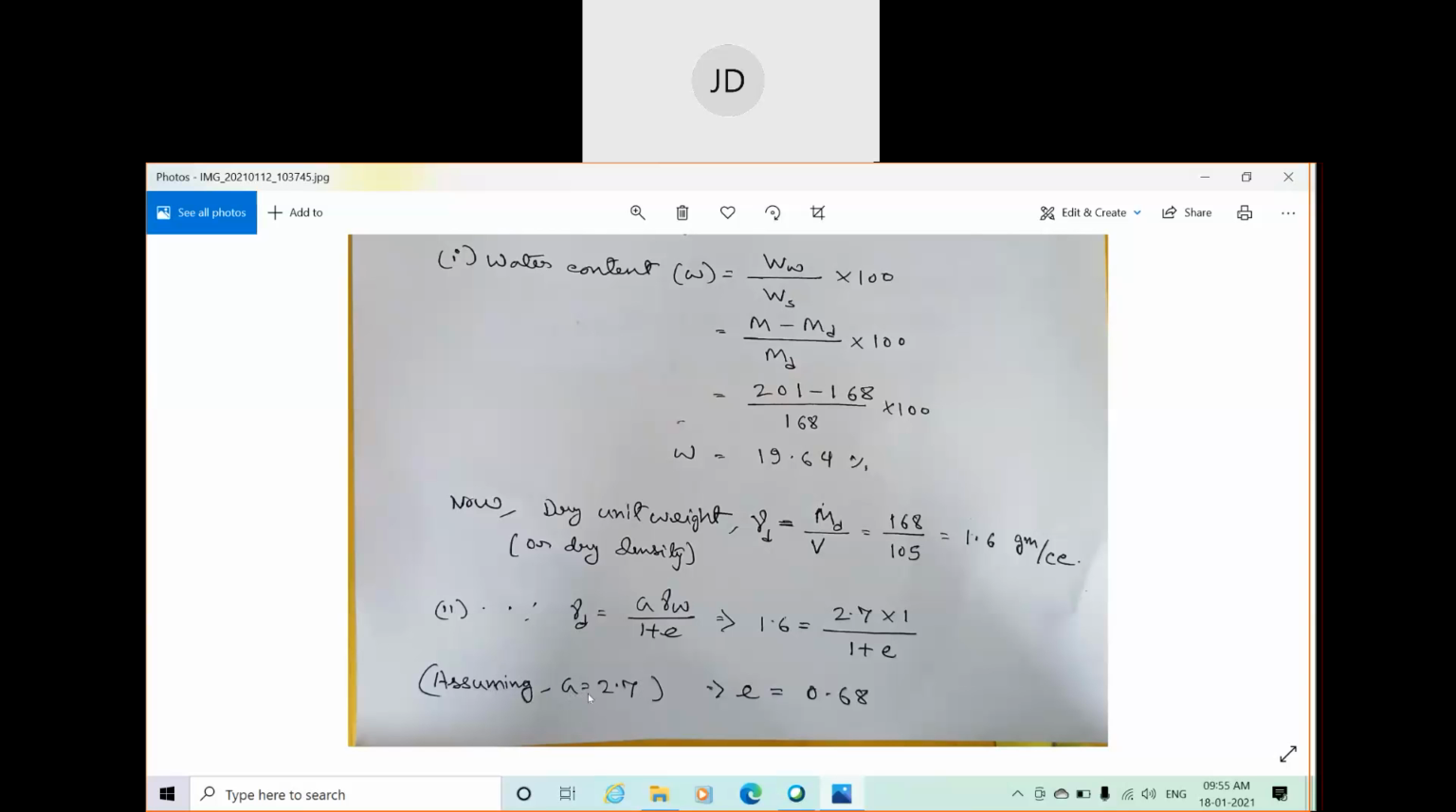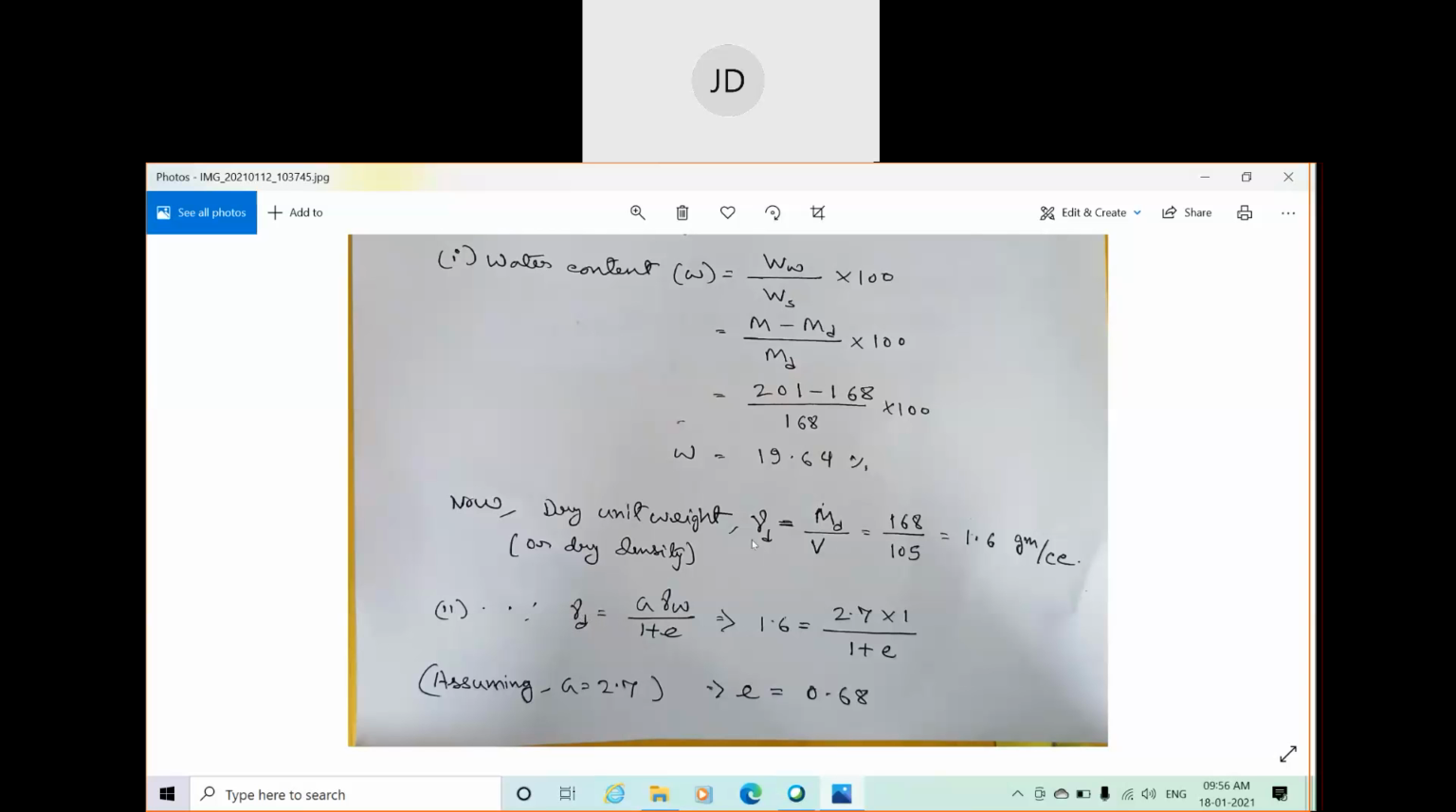So G is equal to 2.7 is assumed here. So here G is known to you. Unit weight of water is 9.81 kilonewton per meter cube. If you convert to gram per centimeter cube, it will come as 1 gram per cc. That is the density of water, a standard value, so it is known to you. Now the dry density of soil is unknown here, and the void ratio is also unknown. So to find the void ratio, first you have to find this value also.